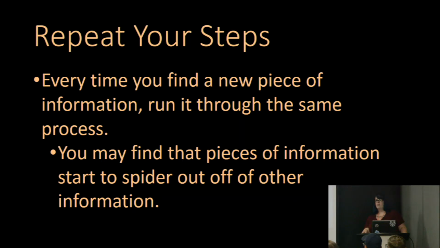For OSINT, you need to be repeating your steps often. Every new piece of information that you get, you should run it back through all those same tools, all those same processes. You get a piece of information, you're going to try and say, what information can I get from this information? Every little piece of information can give you more information spidering off of that. And so you want to make sure that every time you find something new, you go back and apply the same process of what pieces of information could I potentially pull out of this one.